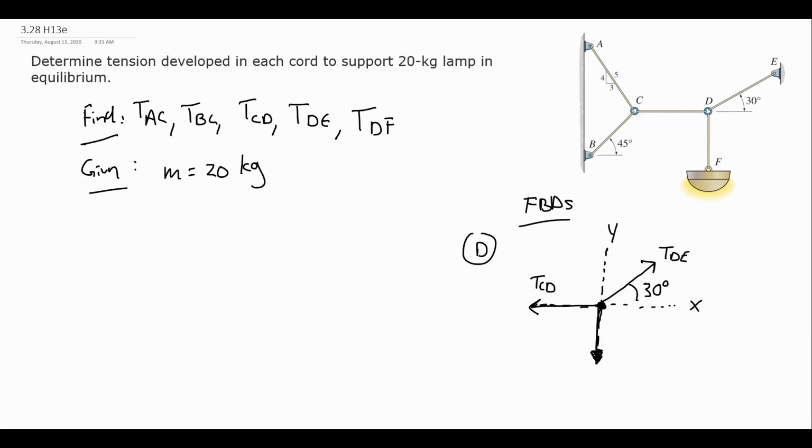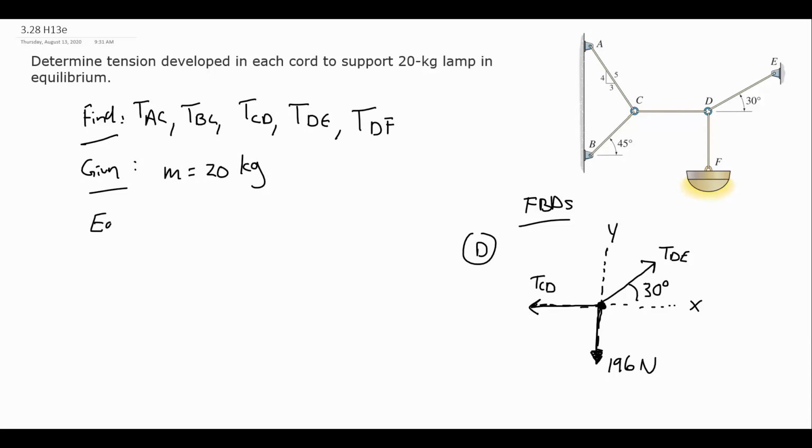So here I have to be careful. I was given the mass of the lamp to be 20 kilograms, but I need to include the weight of the lamp. So I need to here multiply my 20 kilograms times gravity of 9.8 meters per second squared in order to get the weight of the lamp in newtons. So to 3 digits of precision, that lamp is going to have a weight of 196 newtons.